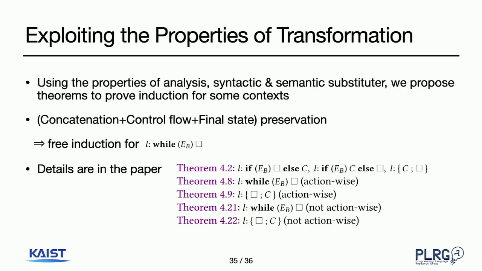Using the properties of these kinds of analysis, syntactic and semantic substitutor, we introduce theorems to prove induction for some contexts. For example, when the semantic substitutor satisfies concatenation, control flow, and final state preservation, we get free induction cases for loop context. Similar to this, we introduce 5 theorems which require some properties of the components of the transformation. More details are in the paper.